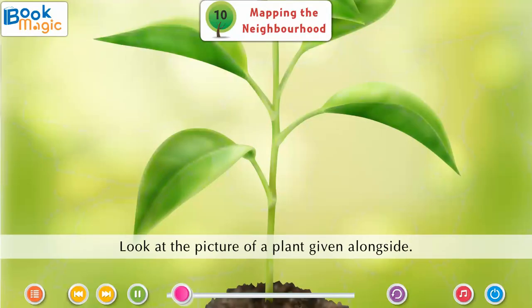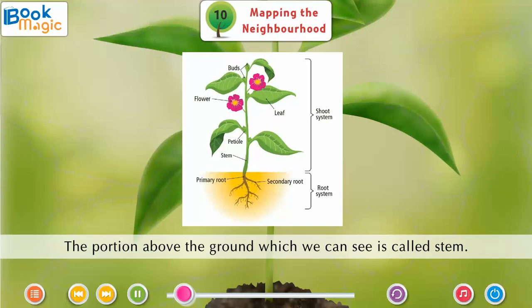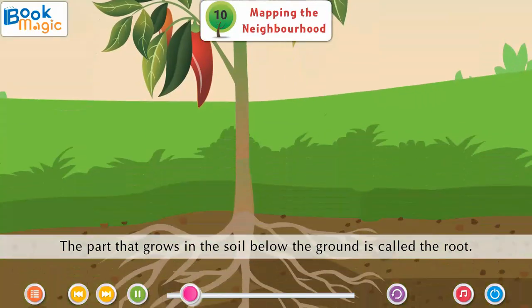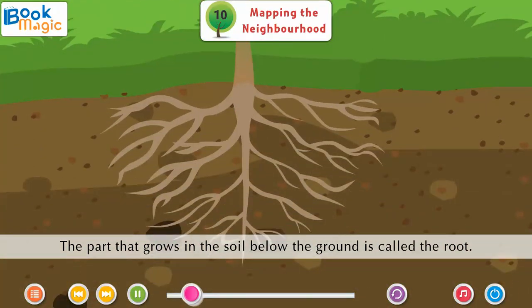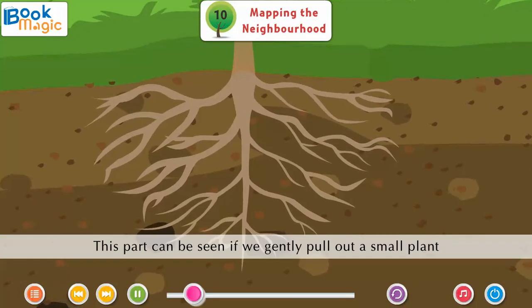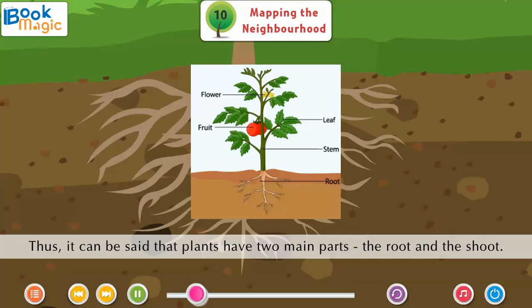Look at the picture of a plant given alongside. The portion above the ground, which we can see, is called the stem. It bears leaves, buds, flowers, and fruits. This entire portion is called the shoot. The part that grows in the soil below the ground is called the root. This part can be seen if we gently pull out a small plant from the ground and wash away the soil from it. Thus, it can be said that plants have two main parts, the root and the shoot.